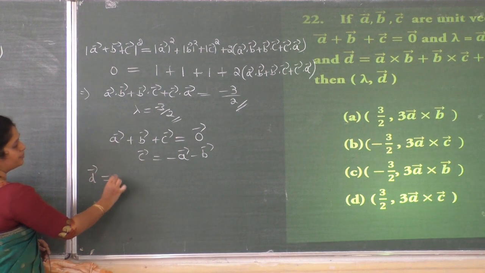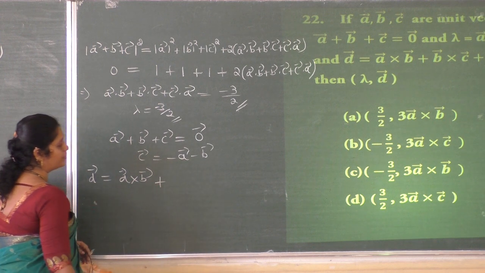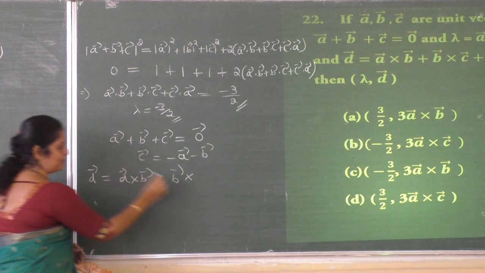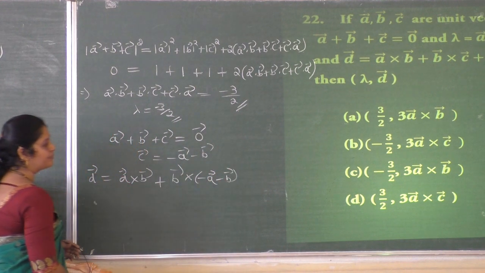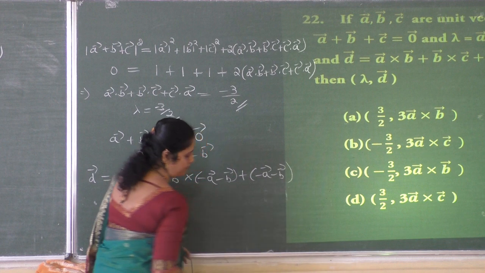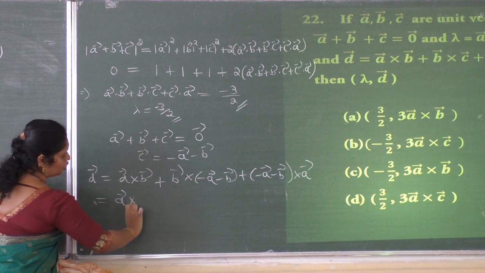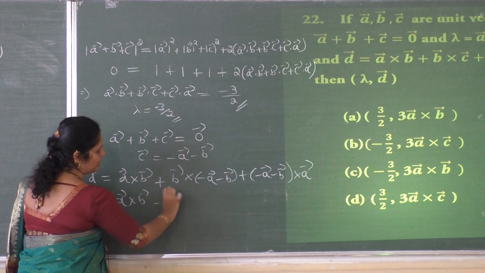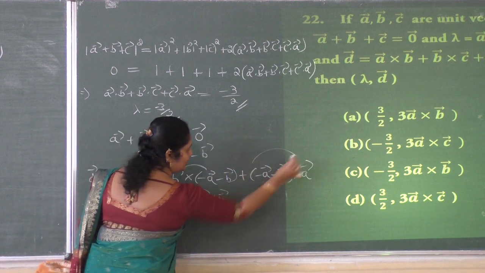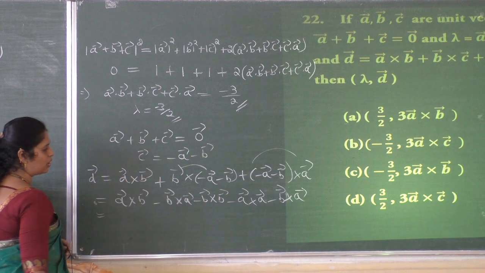Then vector D will be vector A cross vector B plus vector B cross vector C, but in the place of vector C I am writing minus vector A minus vector B, then plus vector C cross vector A, where C means minus vector A minus vector B, cross vector A. Now this is equal to vector A cross vector B plus vector B cross, minus A, minus B cross B, then plus minus vector A cross vector A minus vector B cross vector A.